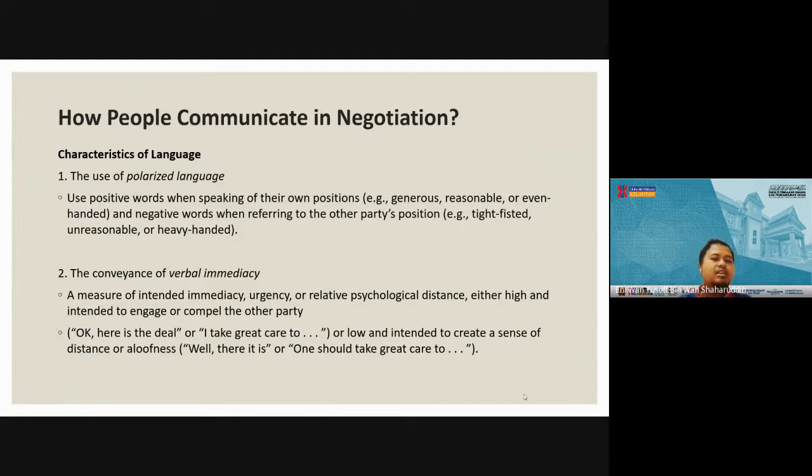Next is the conveyance of verbal immediacy, whereby you are using a measure of internal immediacy. You are showing urgency, that things need to be done immediately, or relative psychological distance. It is either high, intended to engage or compel the other party, for example, "Okay, here's the deal," or low, intended to create a sense of distance or aloofness, for example, "Well, there it is," or "one should take great care."